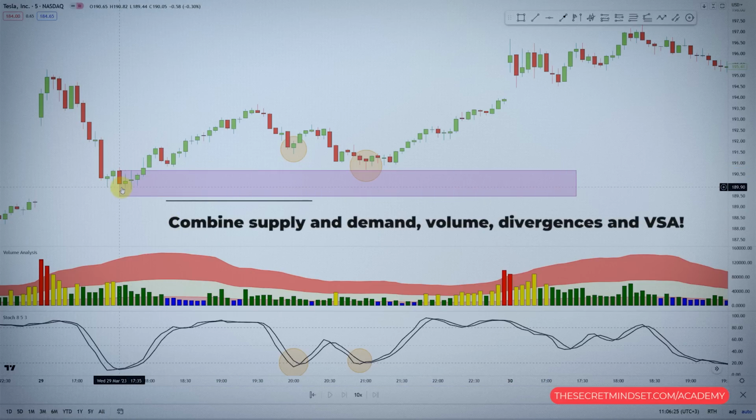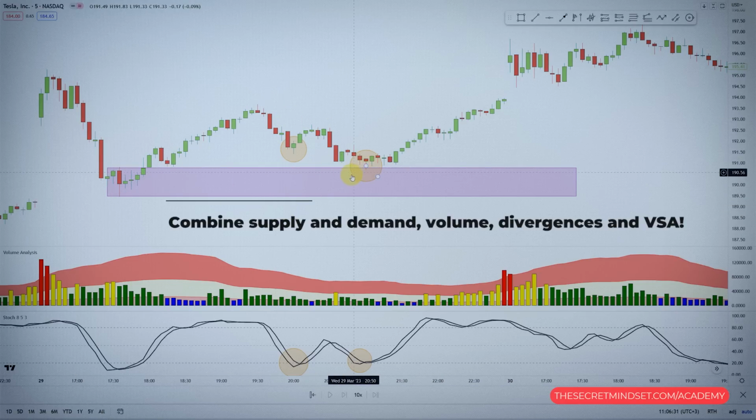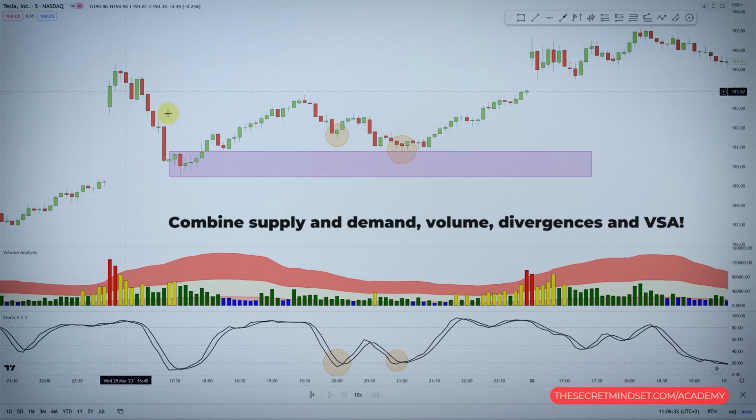I hope you see how supply and demand, volume, and divergences are interconnected. I know that many day traders are dismissing divergence signals, but from my experience, combined with other leading tools, they can offer very reliable day trading setups.